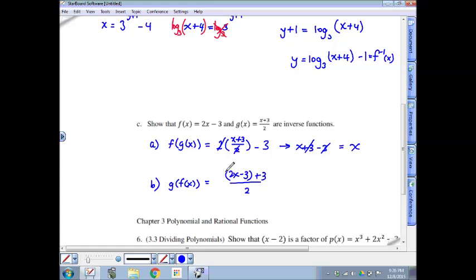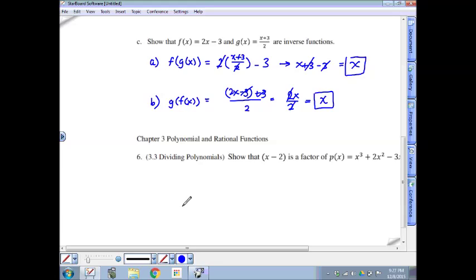I only use the parentheses to make the substitution, but since there isn't a coefficient or an exponent here, parentheses aren't really necessary. So the plus 3 and the minus 3 cancel out, and we've got 2x over 2. The 2's cancel, and we'd be left with x. The important thing to show is that both compositions, f of g of x and g of f of x, both equal x. That's the correct way to show that two functions are inverses of each other.